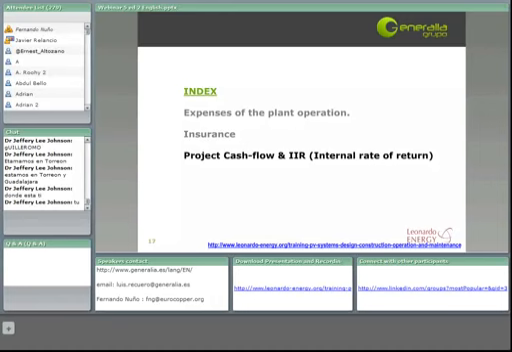So this is the fifth session of this photovoltaic installations training. We have seen a chapter on design, then on plant operation, plant maintenance, and today we are checking the economic figures, insurances, and expenses of the plant operation.